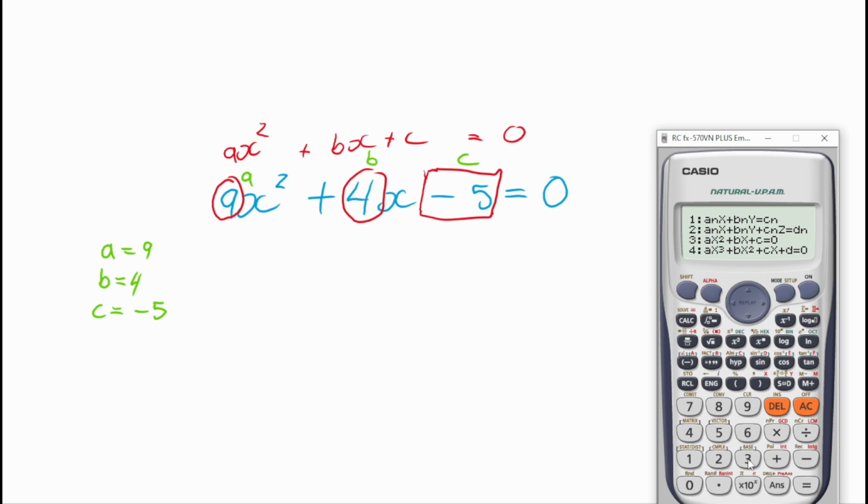So we press 3. And if you see here, we have A, B, and C. We just need to put in the coefficients of these terms, and we know what these are. For A, we put 9 and press equals. For B, we put 4 and press equals. And for C, we put negative 5. So remember that negative. Now we press equals, and you'll see that our answers are the exact same that we got for the trinomial earlier. The first x solution is 5 over 9, and the other solution is minus 1, just like we had before. It's as easy as that.